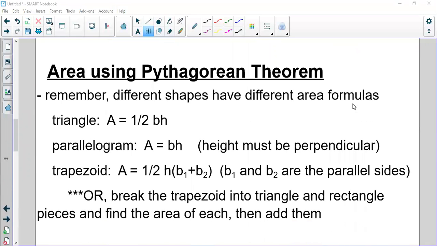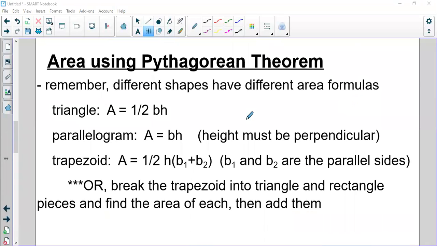Area, remember, different shapes have different formulas. I gave you a bunch of them here that you're going to need. Triangle, area is equal to 1/2 times base times height. Or you could do base times height divided by 2 if you prefer.